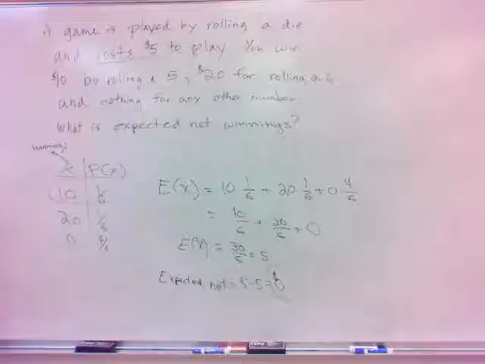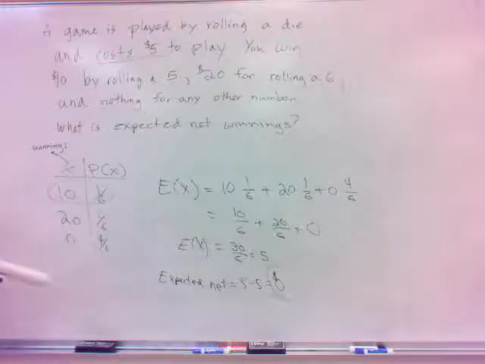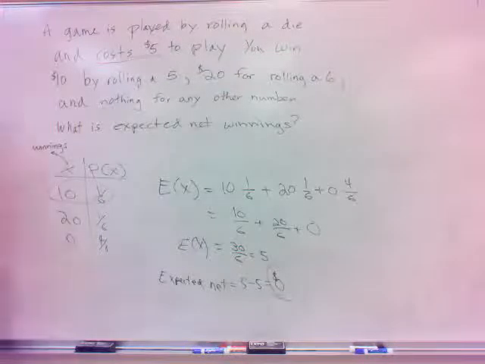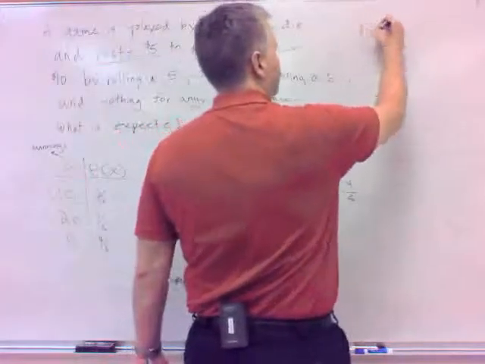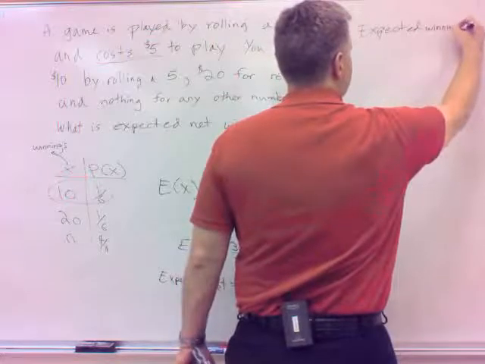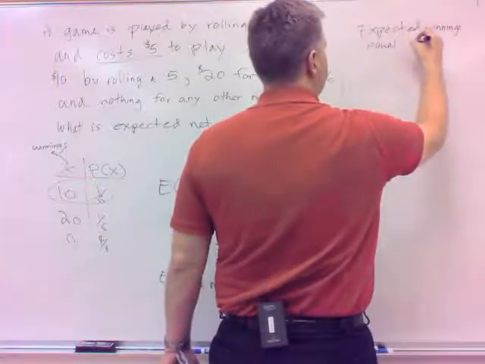Now I bring this one up because what does that mean as far as the game is concerned? Well, doesn't that mean this is a pretty fair game for either side? Neither side is favored. If you expect to average winning nothing, then the player doesn't make anything, neither does the person running the game. So this is called, from a mathematical standpoint, a fair game. If the expected winnings is 0, it's called a fair game.